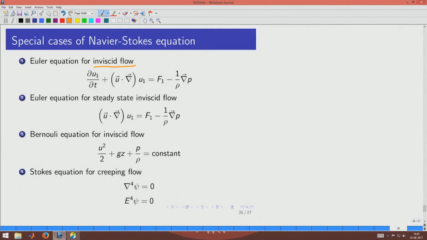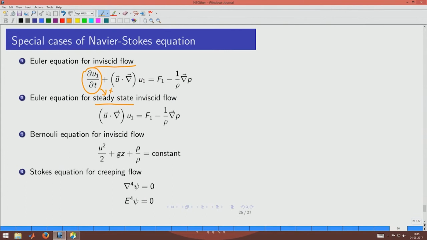Whenever we say that the problem domain can be approximated as inviscid, which means that viscosity can be approximated as 0, we substitute that and then see the rest of the terms. Now, the same equation for steady state would mean that this term can be dropped. If you drop the first term, you can see that the rest of the equation stays the same. Compared to the Navier Stokes equation, we have dropped two terms.